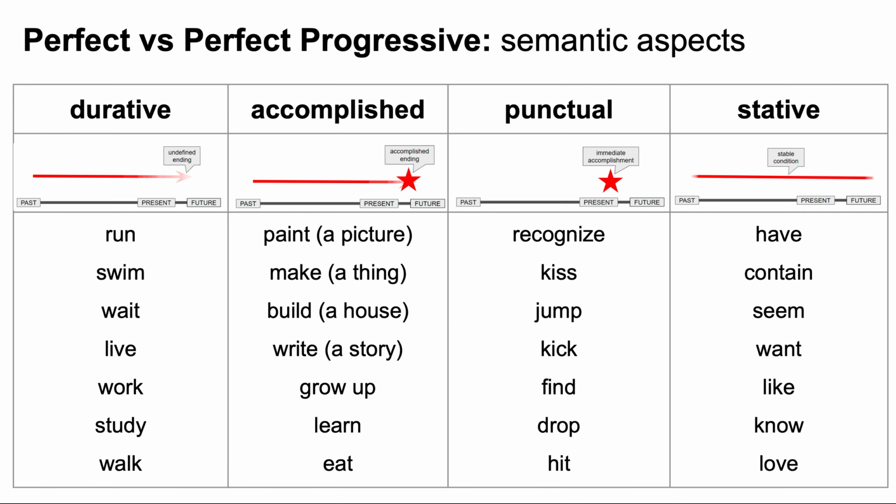Examples of durative verbs are run, swim, wait, live, work, study, and walk. Examples of accomplished verbs are paint a picture, make a thing, build a house, write a story, grow up, learn, and eat. Examples of punctual verbs are recognize, kiss, jump, kick, find, drop, and hit. And examples of stative verbs are have, contain, seem, want, like, know, and love.